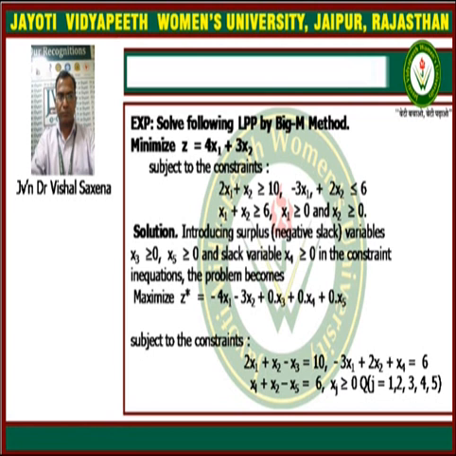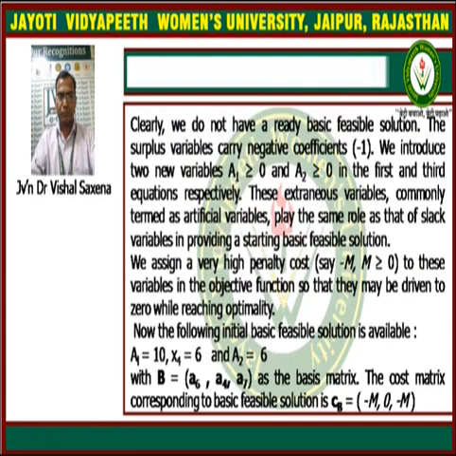So 2x1 + x2 - x3 = 10, and -3x1 + 2x2 + x4 = 6, and x1 + x2 - x5 = 6. So in the first and in the third equation the basis will not be formed. That's why we will use the artificial variables a1 and a2 in these equations, and we will assign their cost -M and -M to these artificial variables in the table.